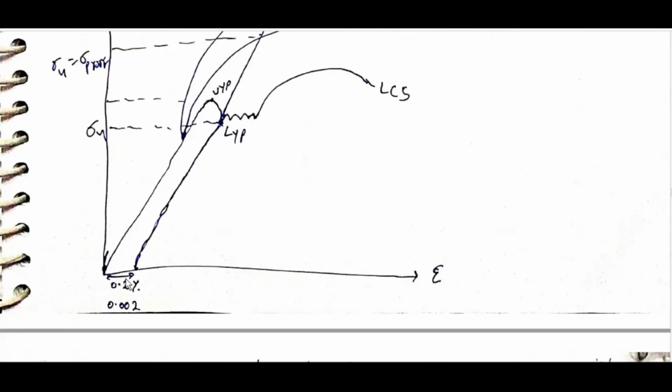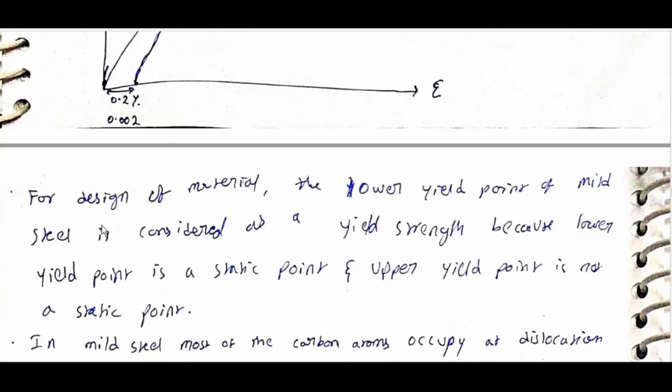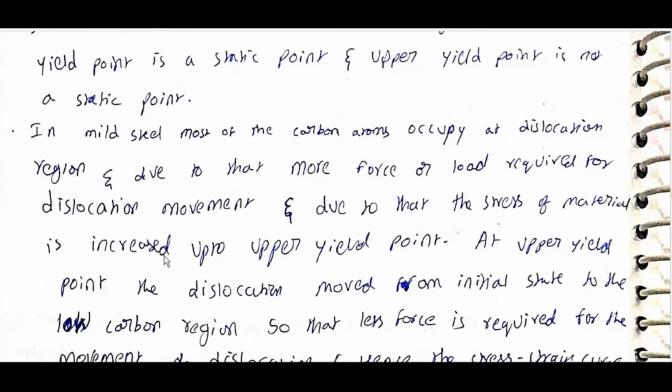At 0.002, draw a straight line parallel to E. It will intersect the medium carbon steel and high carbon steel curves at sigma y, which is equal to the proof stress. For design, the lower yield point of mild steel is considered as the yield strength, because the lower yield point is a static point, while the upper yield point is not a static point.